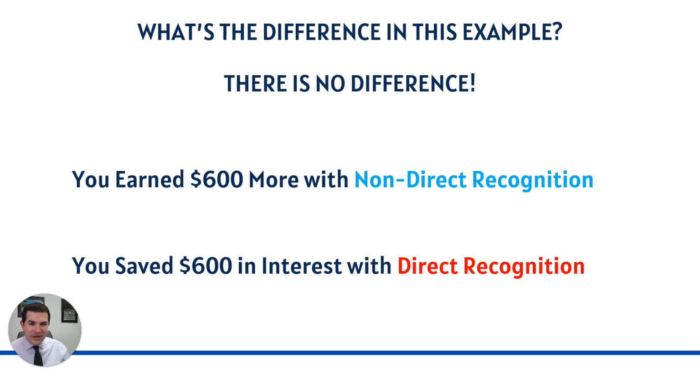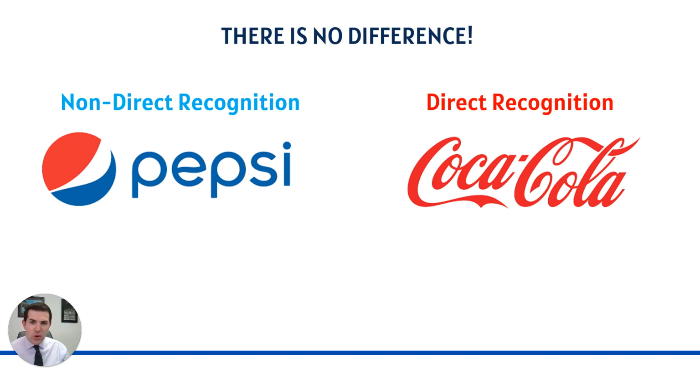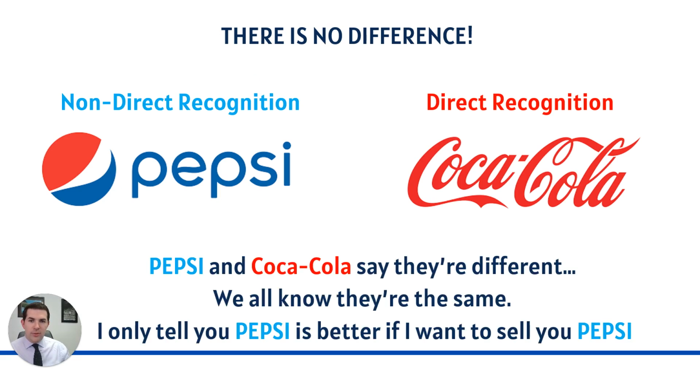Here's how I like to look at it. Pepsi or Coca-Cola. We'll pretend Pepsi is non-direct recognition because we've got both those colors in blue. Pepsi and Coca-Cola say they're different. Here's the thing: we all know they're the same. I might tell you Pepsi is better if I want you to buy Pepsi, but at the end of the day, it's the same thing. Or they are so similar that most people can't tell the difference.